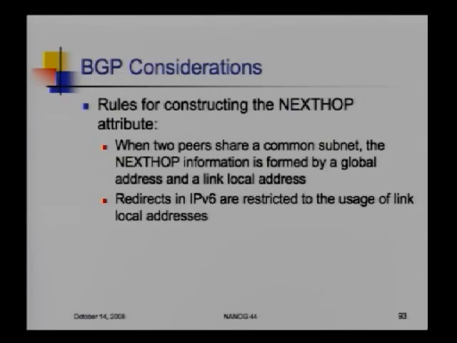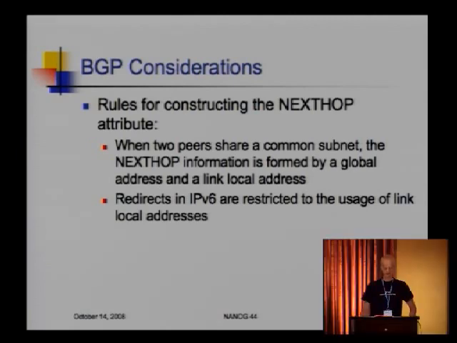Rules for constructing the next hop. Well, when two peers share a common subnet, the next hop information is found by the global address and by the link local address. That's something to bear in mind. I mean, for v4, the next hop address was just the global v4 address. But in v6, if it's on the same subnet, the next hop address includes both the v6 routable address as well as this link local address.